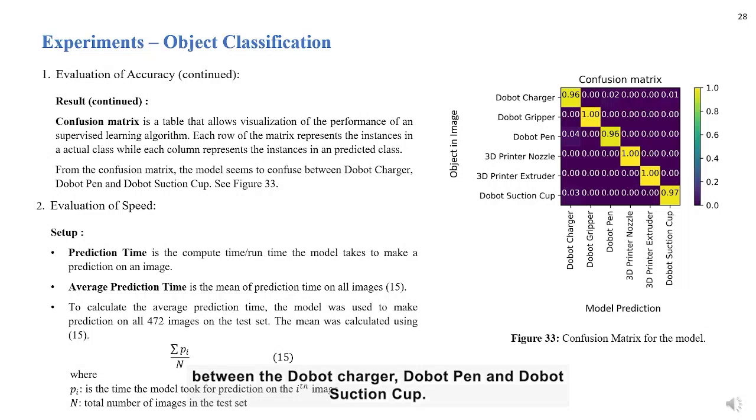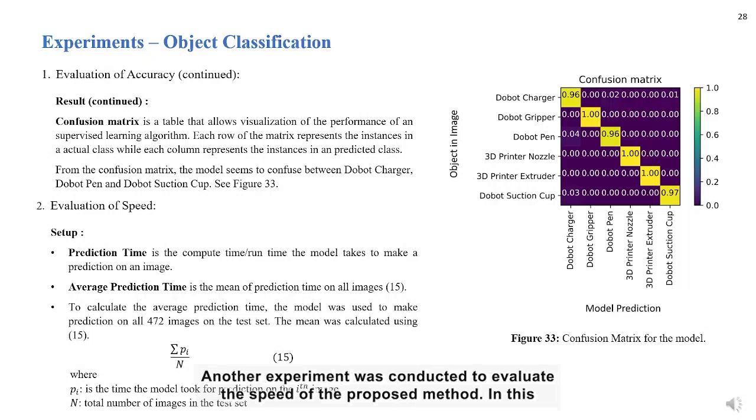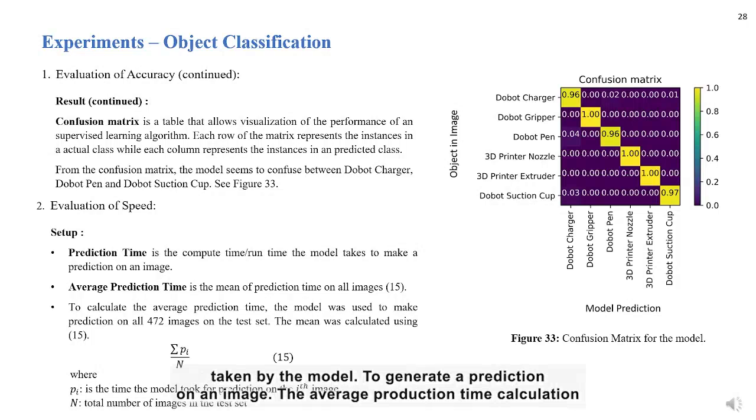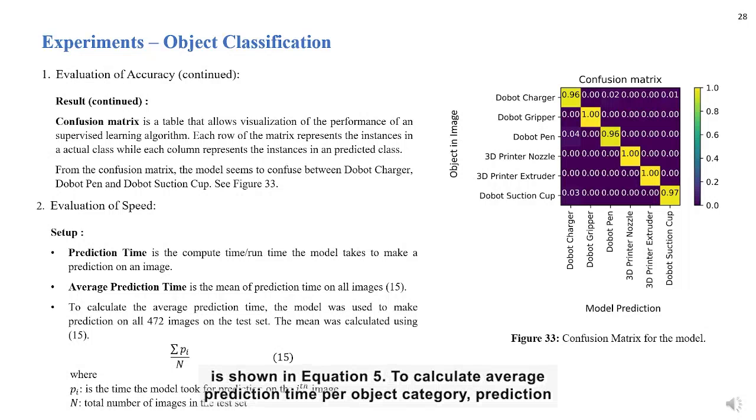and Dobot suction cup. Another experiment was conducted to evaluate the speed of the proposed method. In this experiment, average prediction time was defined as the mean of the prediction time, the time taken by the model to generate a prediction on an image. The average prediction time calculation is shown in equation 5.